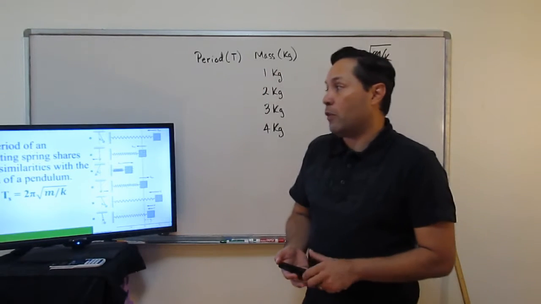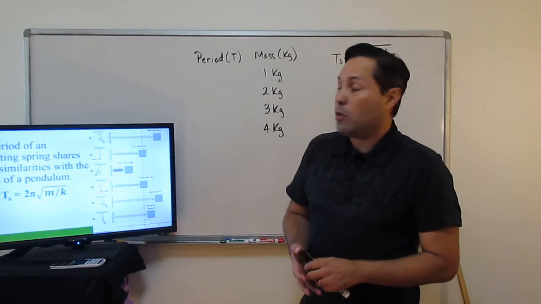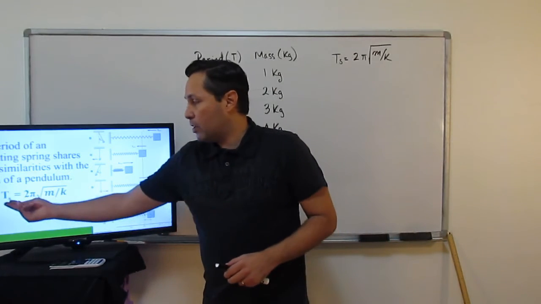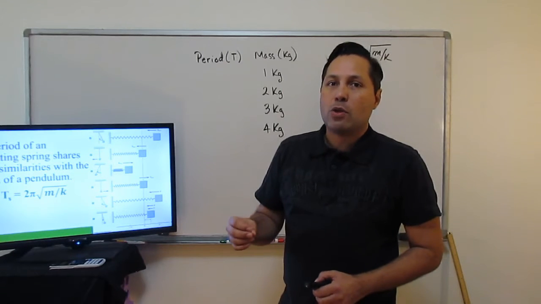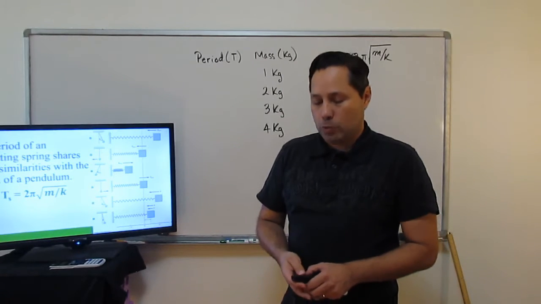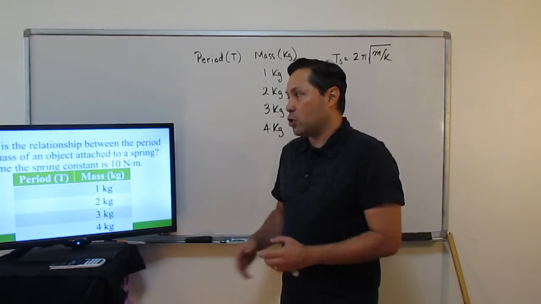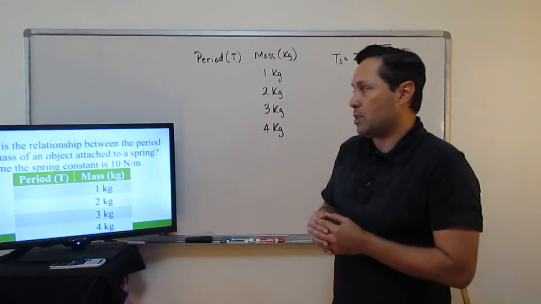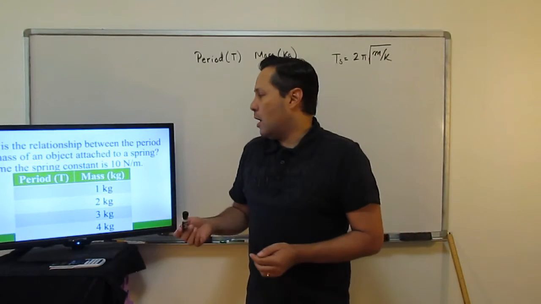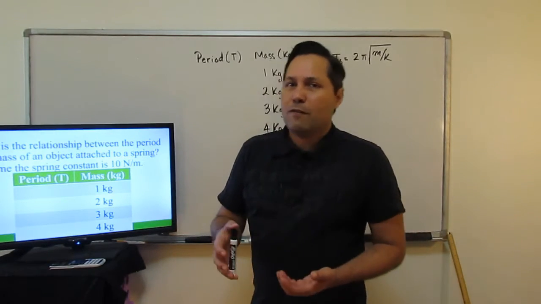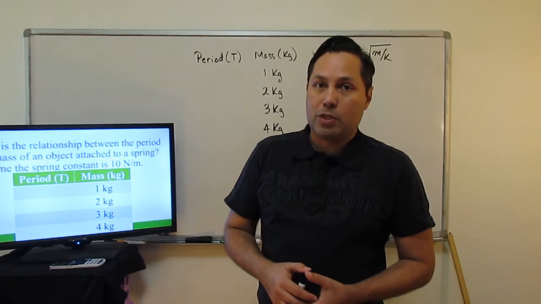So it says the period of an oscillating spring shares many similarities with the period of a pendulum, where the formulas almost look the same, where the period is equal to 2 pi multiplied times the square root of mass over k, which is the spring constant. On their next slide, they ask us the following. It says, what is the relationship between the period and the mass of an object attached to a spring? And they tell us, assume that the spring constant is 10 newtons per meter, which is very similar to the previous problem we did where gravity was 10 meters per second squared.